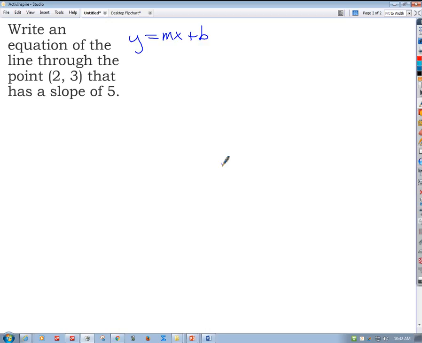Yeah. We're given what? Slope. So this tells us right here that m equals 5. What's the only thing we have to find? Yeah, we got the y-intercept, right? So we've got to find b. Now, how am I going to find b there?